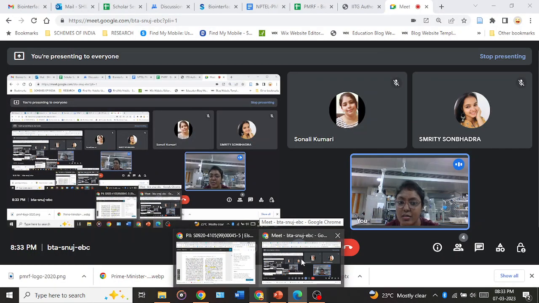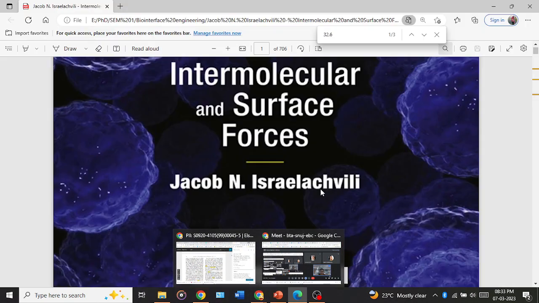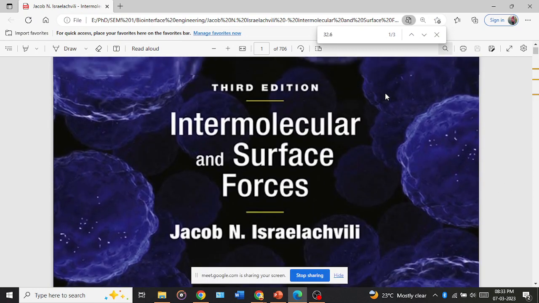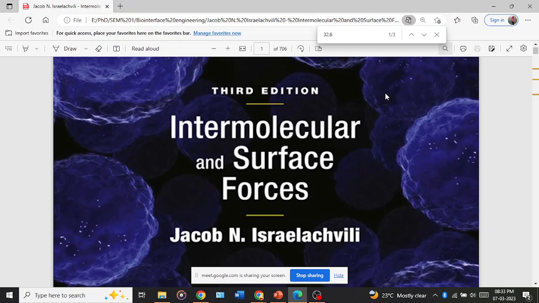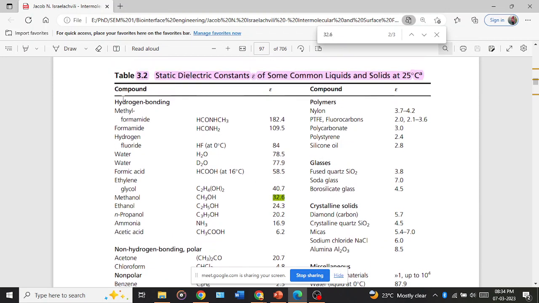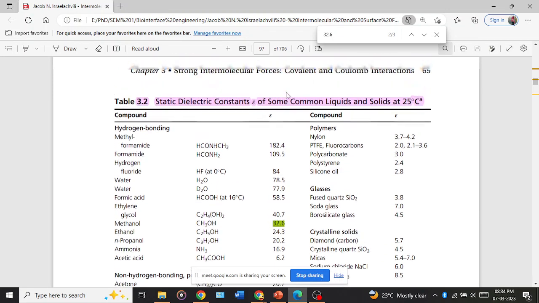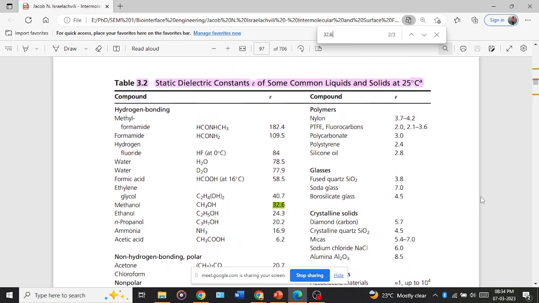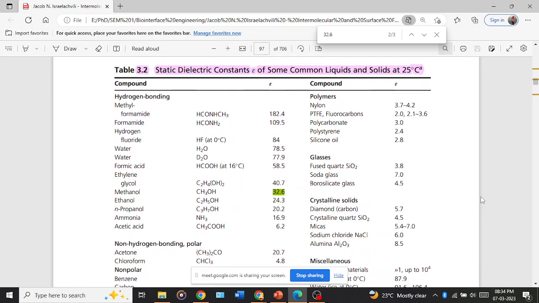Yes, I think it's visible. This is the book you can download from the internet. I think it is available on the internet as well. If not, I'll be sharing this in Drive. And for example, the 32.6 for methanol, the epsilon value for methanol, came from this table number 3.2. You can note it down. It's given on page number 65 of chapter 3. This table states the static dielectric constants epsilon of some common liquids and solids at 25 degrees Celsius.